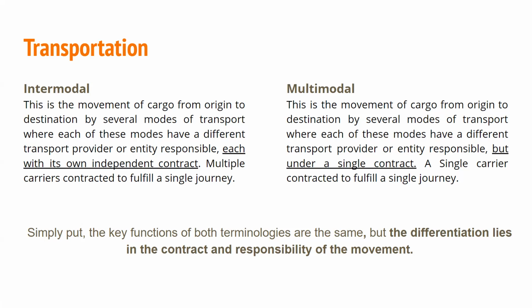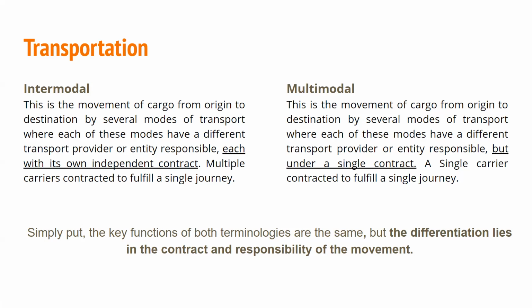With multimodal, right, this is the same movement of cargo from the origin to destination. It would involve different modes of transport, but this is done under a single contract. There's one contract governing the movement of the goods. If it's going to go by truck first to get to a cargo yard, then it's going to go by ship, and then it's probably going to travel by rail after it gets to your country where it needs to be. The difference with the multimodal is that for this movement of the cargo, the entity responsible for doing it, there's one single contract governing or contracted to do the entire journey, right?